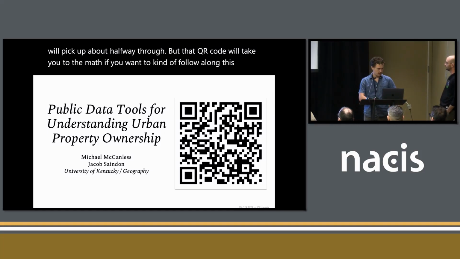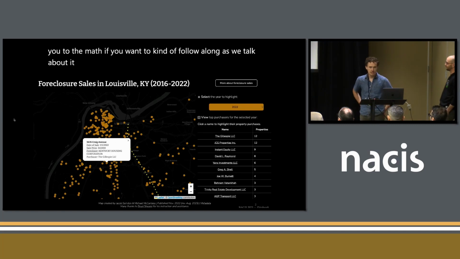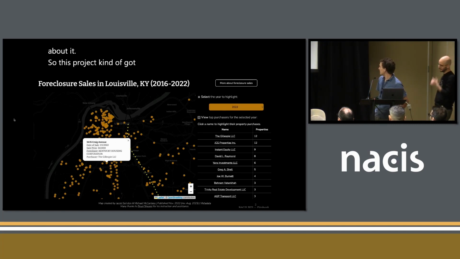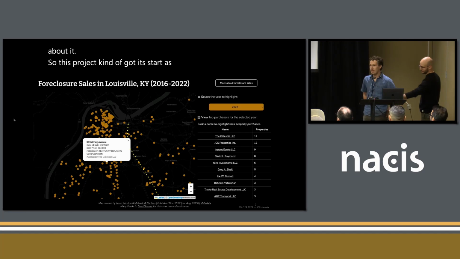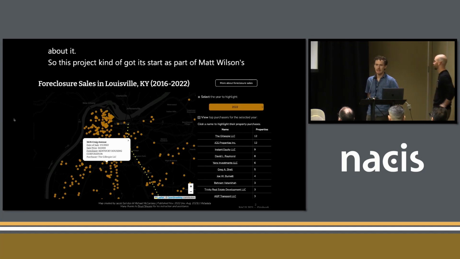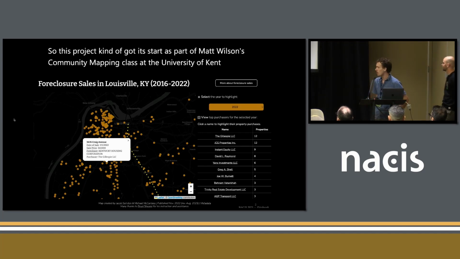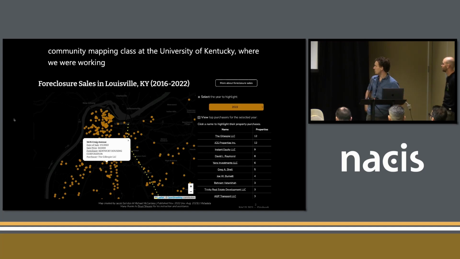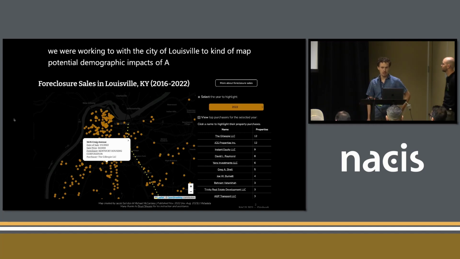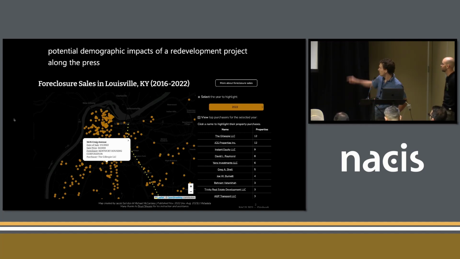So this project got its start as part of Matt Wilson's community mapping class at the University of Kentucky, where we were working with the city of Louisville to map potential demographic impacts of a redevelopment project along the Preston Avenue corridor, which you can see with the dotted yellow line.